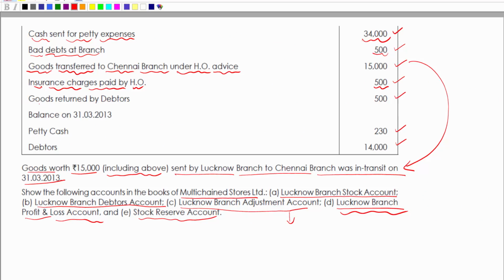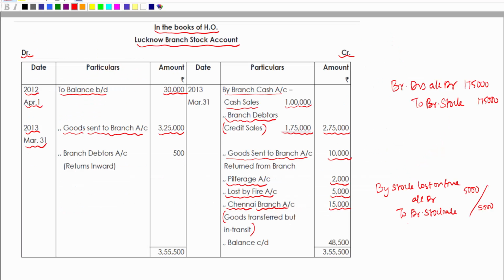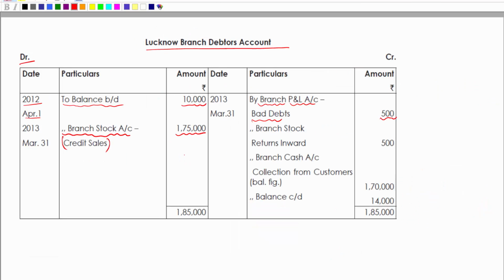Then we have goods returned by debtors. Goods returned by debtors, it is 500. So this will reduce the debtors, but at the same time increases the branch stock. So in branch stock, we'll say on the debit side, to branch debtors account 500. In branch debtors account, by branch stock 500. And it is returns inward.